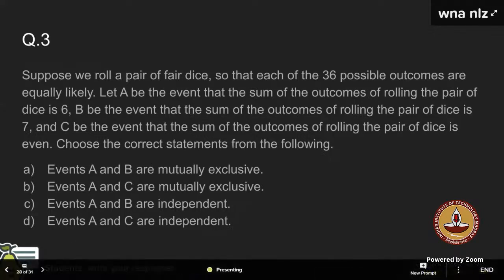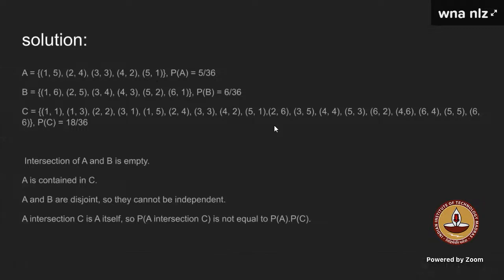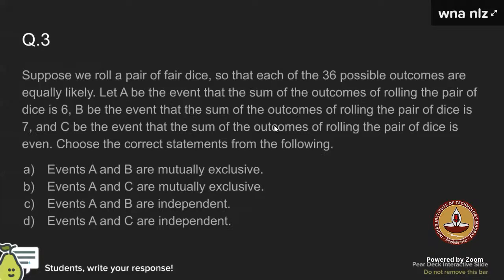Even if we see from this, A is this and C is this, A intersection C is not an empty set, right? (1,5) is there, (2,4) is there, (3,3) is there, (4,2) is there, (5,1) is there. So basically A is contained in C only, right? A is a subset of C. So A intersection C will be A. We can see that their intersection is not an empty set, and from that we say these two are not mutually exclusive. They can occur at the same time. Logically, we can get a pair sum as 6, and that sum will definitely be even, right? So yes, these two are not mutually exclusive.